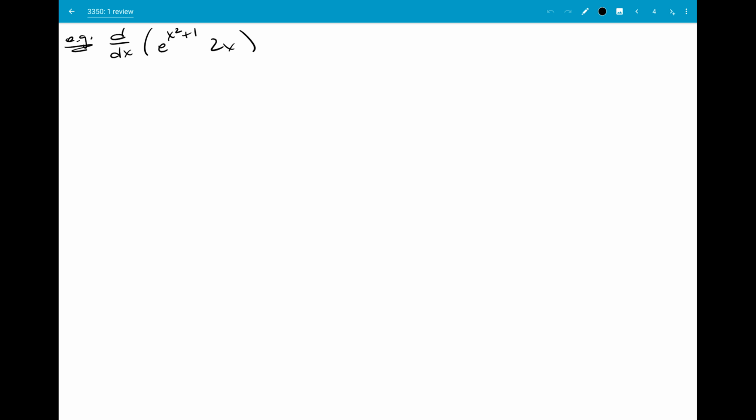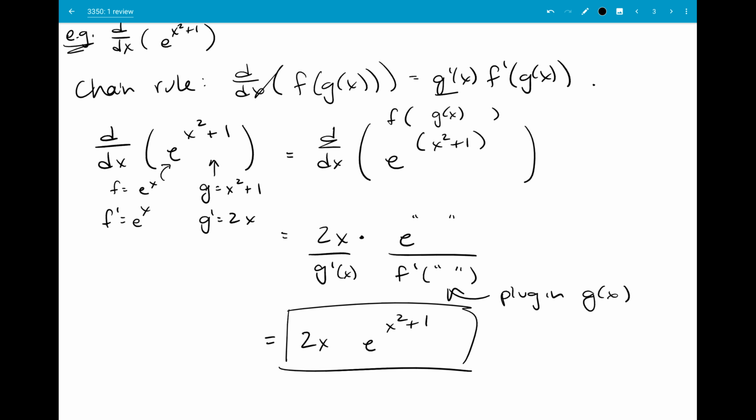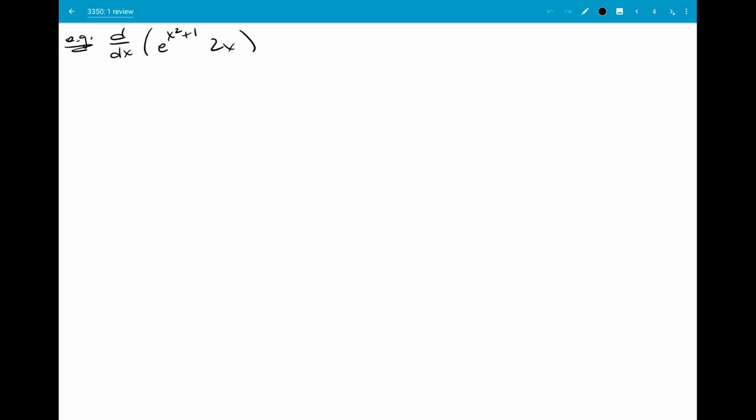And then the last example was going to be a product rule example. We'll go back and show how this is related to u-sub in a second.